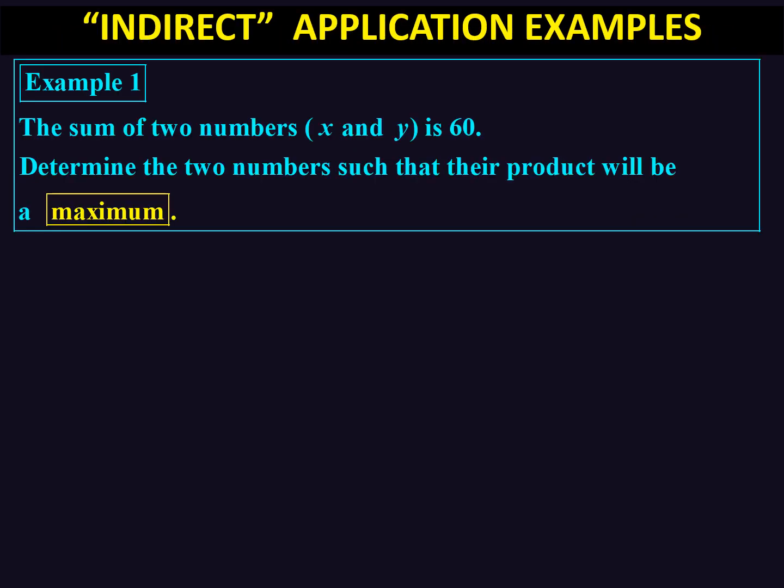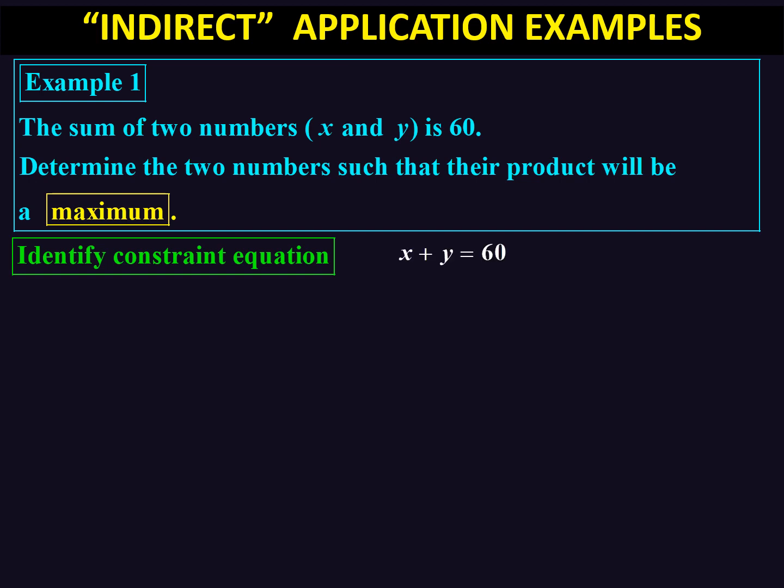So let's look at this example now. Just looking at that, what do you see is missing there? That's right, no objective function is given. So this is an indirect problem. The sum of two numbers, in this case let's use x and y, could have said a and b. So what is the given information? What does sum mean? That's right, x plus y is 60. We have two variables here, x and y.